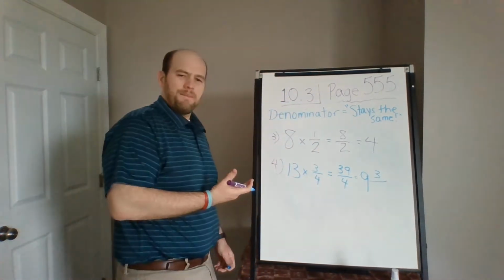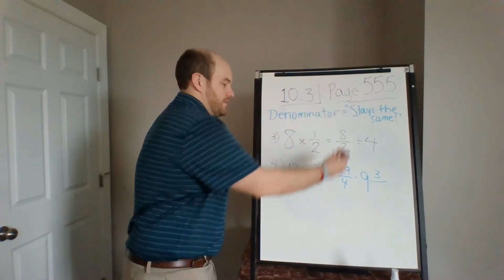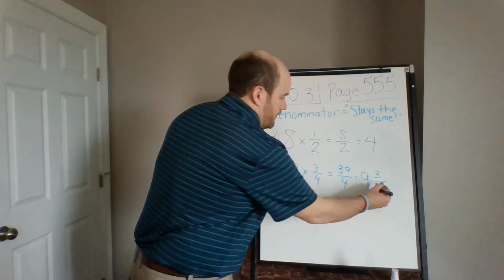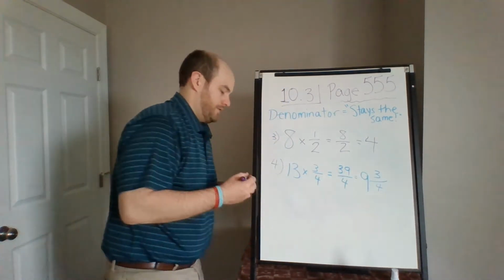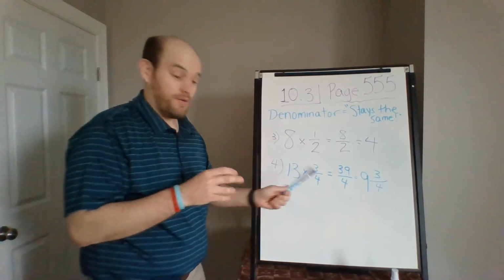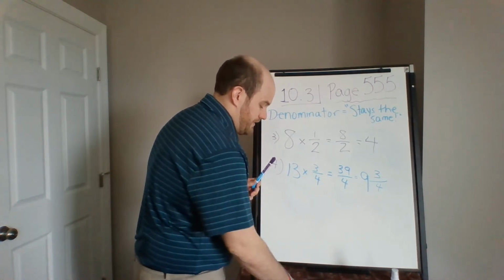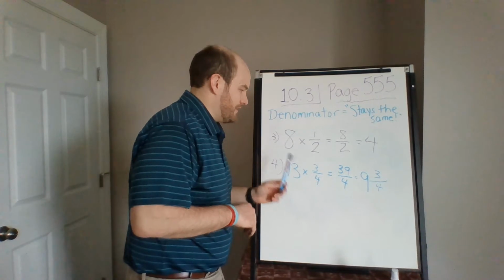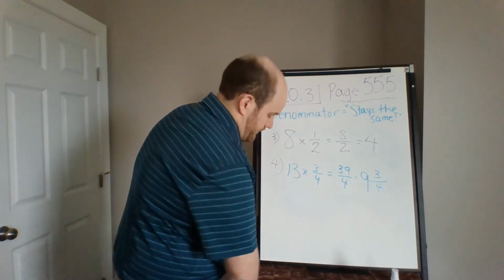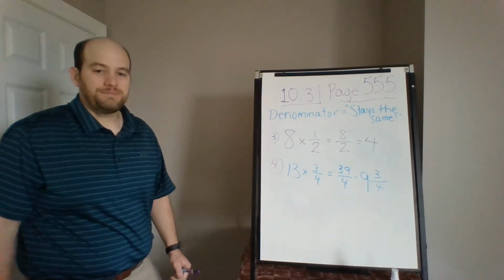What would be my denominator? Well, it stays the same. 4, 4, 4. So the answer to this one's a hard one. This is difficult, okay, because they're asking you to multiply 13 times 3/4. The answer to this one is 9 3/4. All right, write that down.